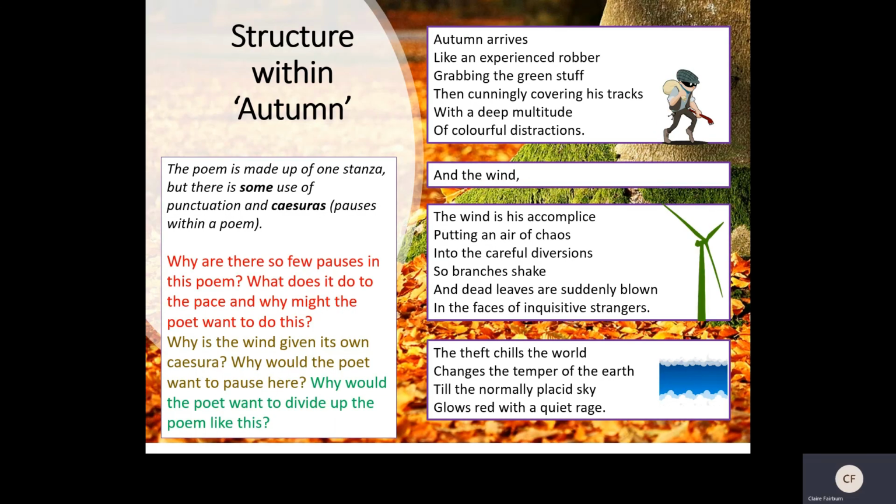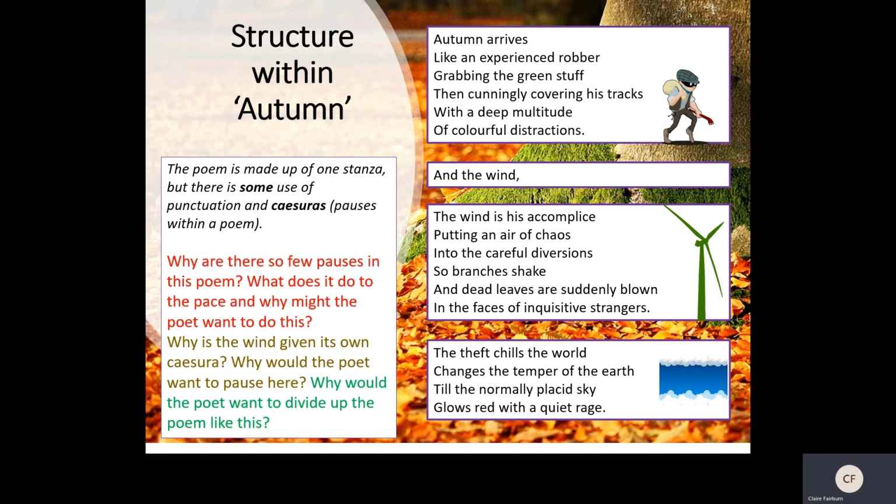And then finally, guys, for today, the last part we're going to look at is the structure, because what we do tend to find is that a lot of people can analyse the language well, but they find writing about the structure a little bit more difficult. So if we look at the poem, we can actually see really that there are 4 parts to it, even though it is made up of just one stanza, one long stanza of the poem from the top to the bottom. So the poem is made up of one stanza, but there is some use of punctuation and caesuras. Now, caesuras are pauses within the poem.